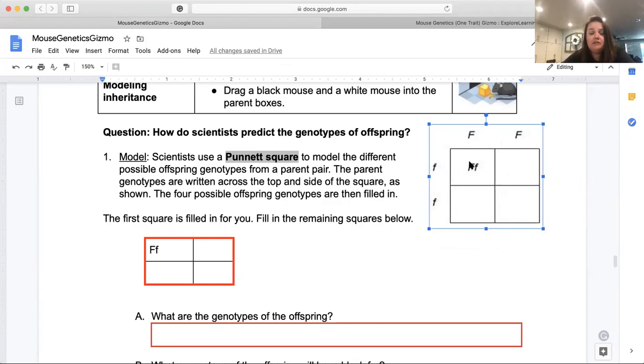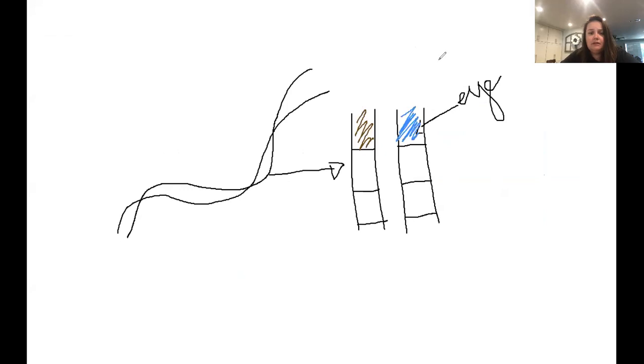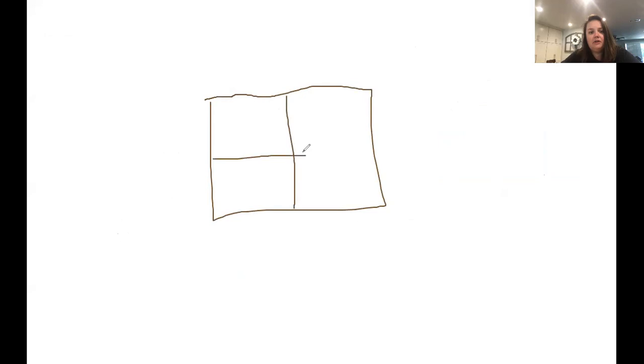So the first square is filled in for you, so it's a capital F and a lowercase f. How do they do that? I'm going to show you guys this on a screen. Okay, so Punnett squares, we have our square that I can't draw very well. And it said capital F, and then we had a lowercase f and a lowercase f.